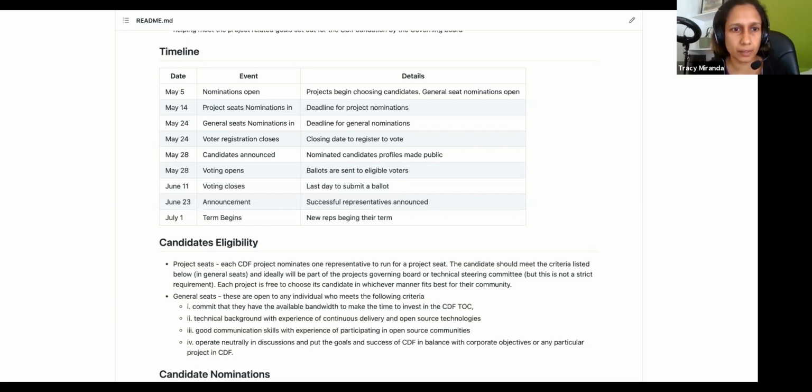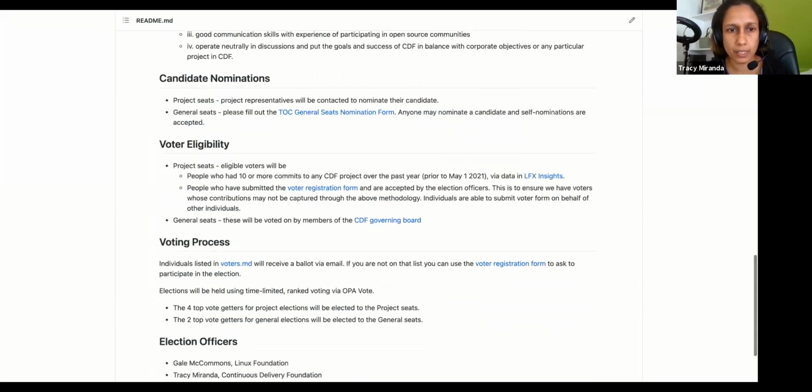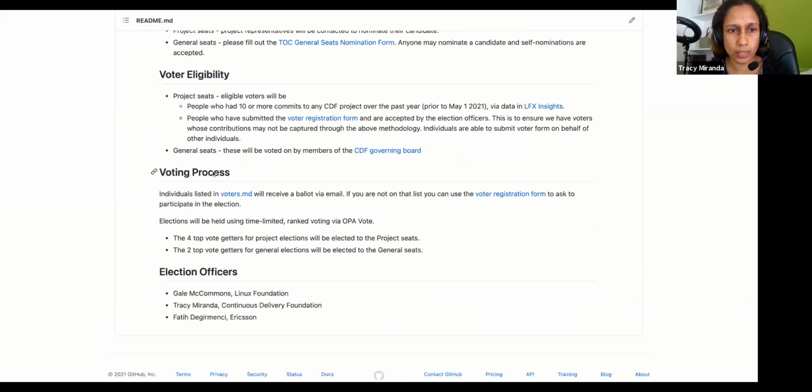Another thing to note, election officers. Gail McCommons is the chief election officer. I'll be assisting as well. And Fatty, who is a current TOC member, has also kindly agreed to help out, particularly on voter registration, helping us review folks coming in and approving them for voting. So many thanks, Fatty.